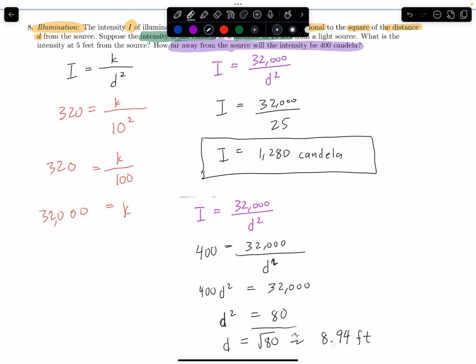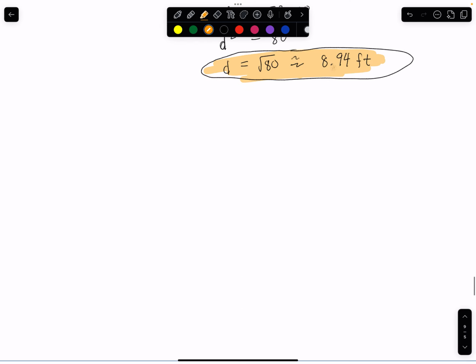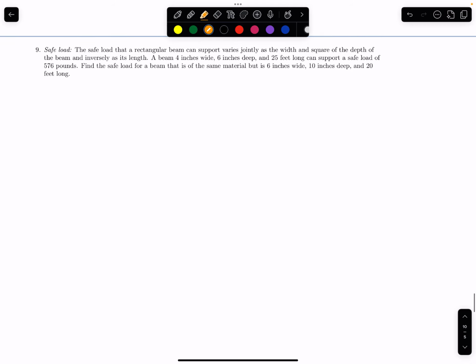Okay, that all makes sense, right? The distance is about 8.94 feet. So a little closer for slightly larger light intensity, 8.94 feet. Okay, great. That's number 8. On to number 9. Safe load.